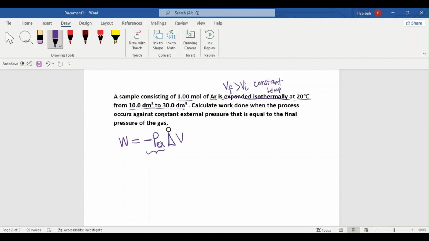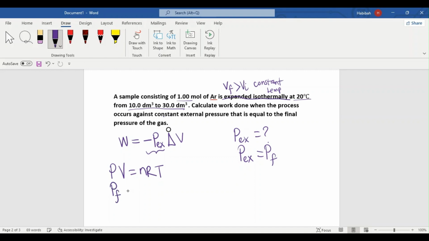Well, the question says against constant external pressure that is equal to the final pressure of the gas. If you've noticed, they did not give us what the external pressure value is. They just told us that P external is the same thing as P final. So the final pressure and the external pressure are going to be the same thing. Now, since we're assuming that this is a perfect gas, we're going to use the very important formula, which is PV equals nRT. And in this case, we're going to be solving for P final.